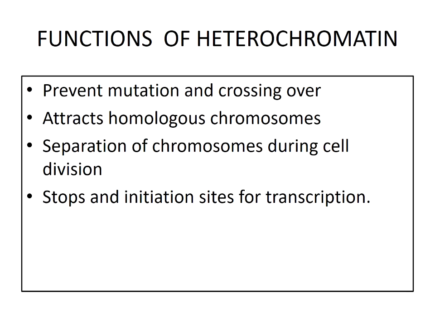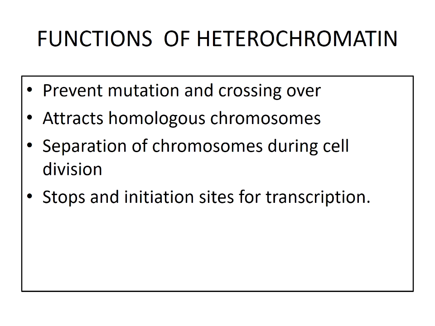Next are the functions of heterochromatin. First, it prevents mutation and crossing over, and it attracts homologous chromosomes for pairing during meiosis.